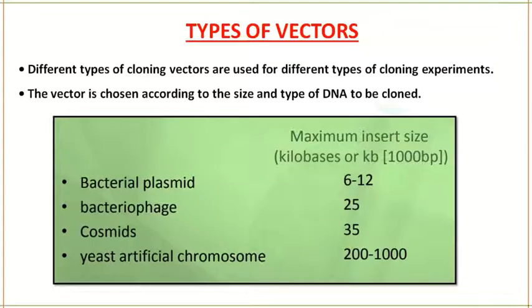Different types of cloning vectors are used for different types of cloning experiments. So based on your experiments and your research, the vectors vary. The vector is chosen according to the size and the type of DNA to be cloned. Some vectors can incorporate small DNA and some can incorporate large DNA. When I say small and large, it means the number of base pairs, the number of kilobase pairs it can incorporate.